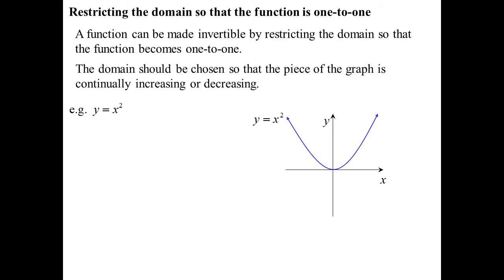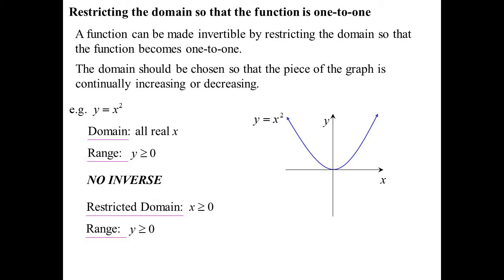So let's have a look at y equals x squared. So our basic parabola. Now clearly it fails the horizontal line test. Its domain's all real x, range is y is greater than or equal to 0, but nope, it won't have an inverse. So we want to choose a piece of that parabola which is continually increasing or continually decreasing. So we've got two choices. We usually go with the positives rather than the negatives. So you don't have to, but the standard way, I guess, of doing it is we'll go with the positives. So the piece I'm going to pick, so it's continually increasing, is x is greater than or equal to 0.